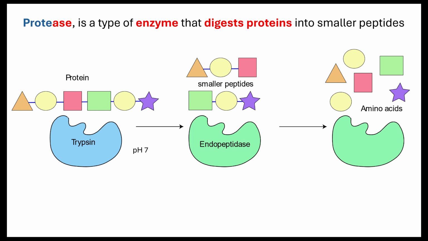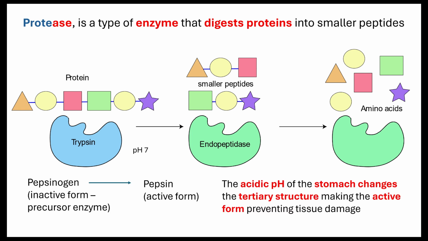So trypsin works at a pH of 7, neutral pH. That's its optimum. Whereas if we were looking at our pepsin, that we were just talking about before, that pepsin actually has an active form where it works at a lower pH, an acidic pH. So what you tend to have is an enzyme which is produced in what's known as an inactive form. So pepsinogen is an inactive form, a precursor enzyme. When the precursor enzyme is released into the stomach acid, that is then going to change its tertiary structure into the active form, which is known as pepsin.